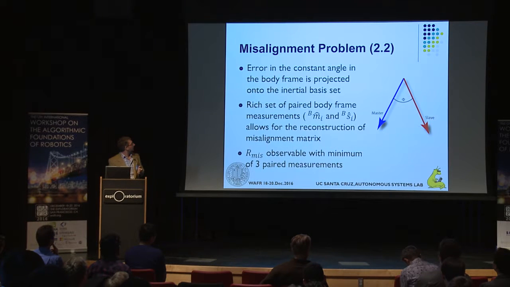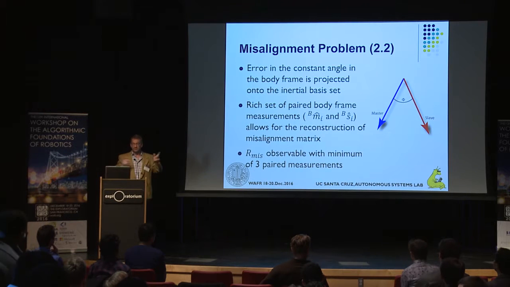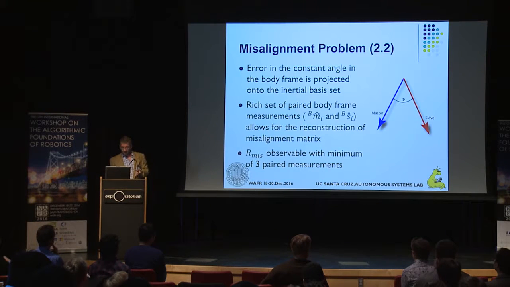So that's it. And so the minimum observability is I need three paired measurements, right? And they have to be sufficiently geometrically diverse. More is better, especially if you have noise on the measurements, which if you're using real sensors, you will.